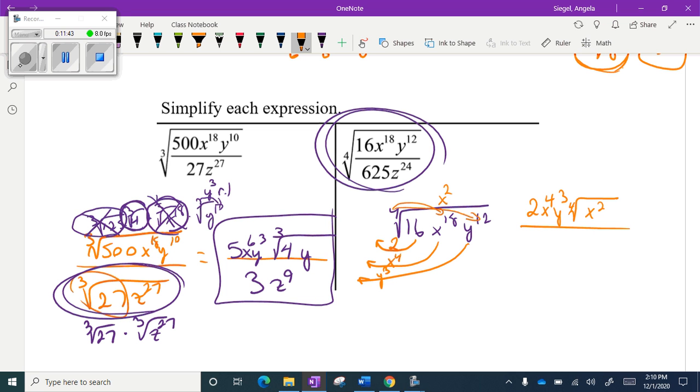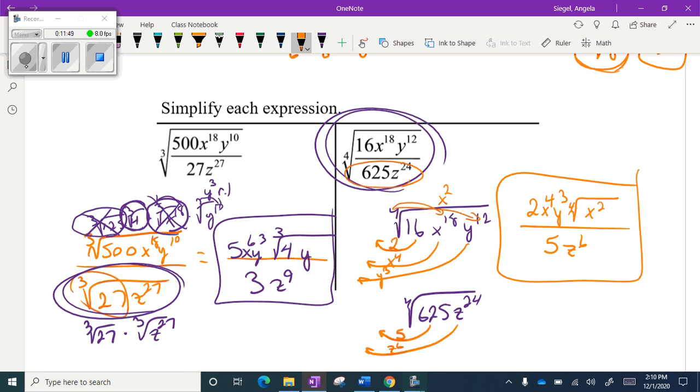And so then I'll do the same thing for the bottom. So try that. Okay, and you should have gotten 5z to the 6th on the bottom, and we are done.